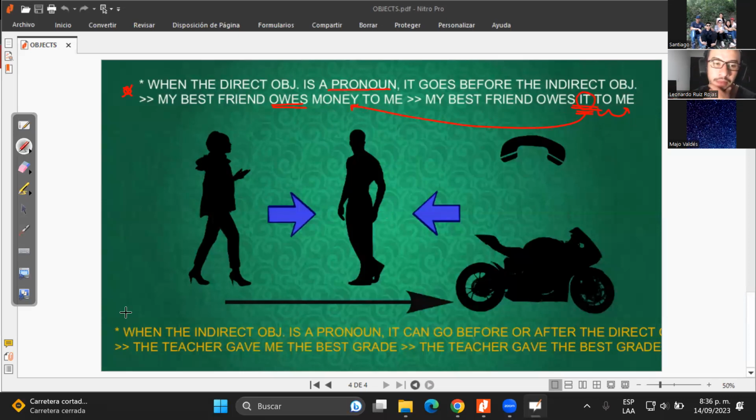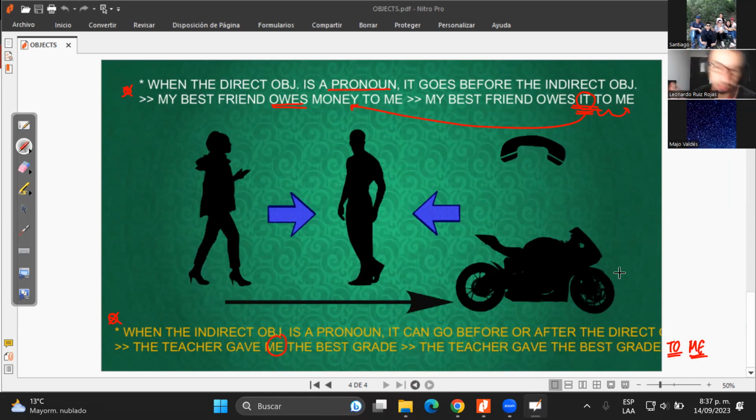Ready? Majo, read number two, my dear, the yellow one. When the indirect object is a pronoun, it can go before or after the direct object. The teacher gave me the best grade. The teacher gave the best grade to me. In that case, the indirect object is a pronoun, and it can be before or after, when I say the teacher gave me the best grade, or the teacher gave the best grade to me.